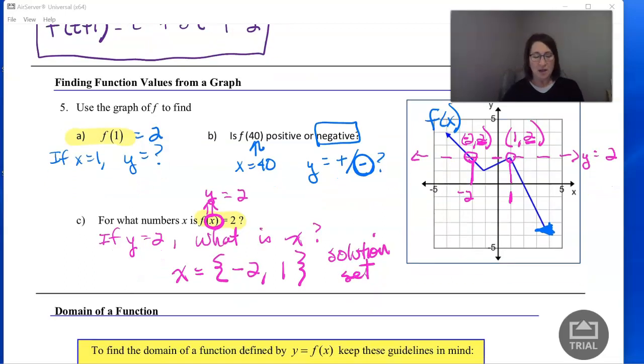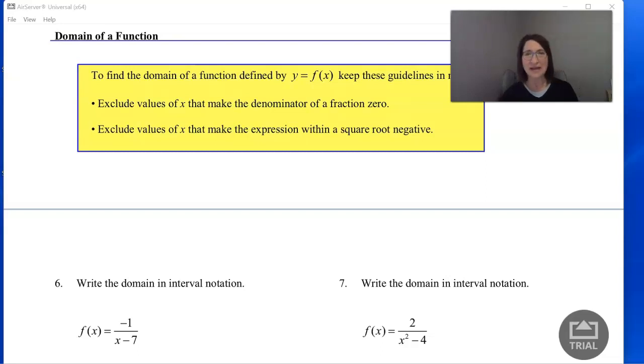All right. Last, let's find the domain. So remember, when we're looking at the domain, we are looking for my x values. That's what our domain is. So we're going to start with the idea that a domain is going to include all of my x values from negative infinity all the way to positive infinity, everything in between, all real numbers from negative infinity to positive infinity.